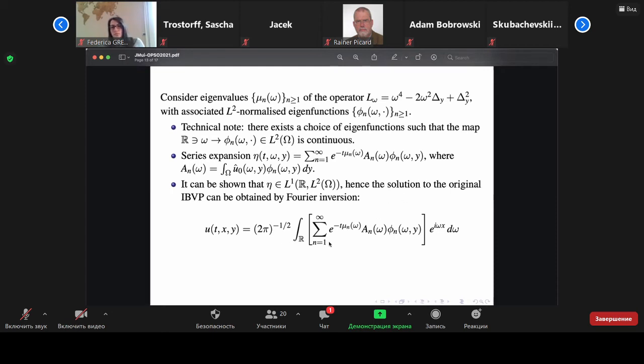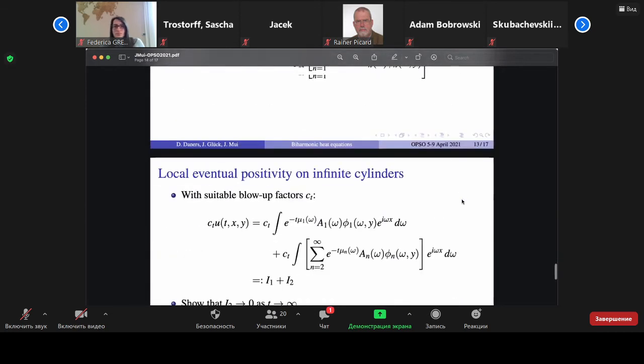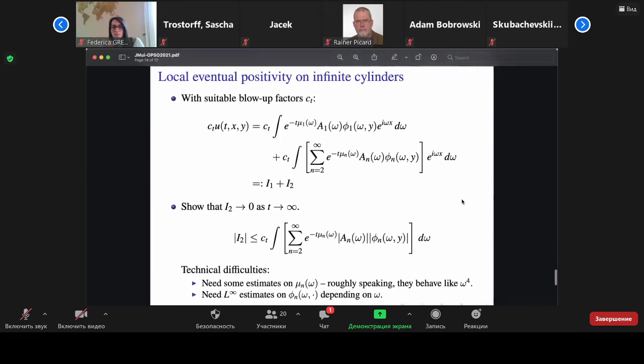A lot of the work is just to deal with this series and to try and use the techniques we did for the problem on Rn to adapt it to this case. Here, again, I won't say too much, but really the important thing is to have some estimates on how these eigenvalues change with omega. Roughly speaking, they behave like omega to the power 4. And this is what allows us to do essentially the same technique as in the Rn problem.